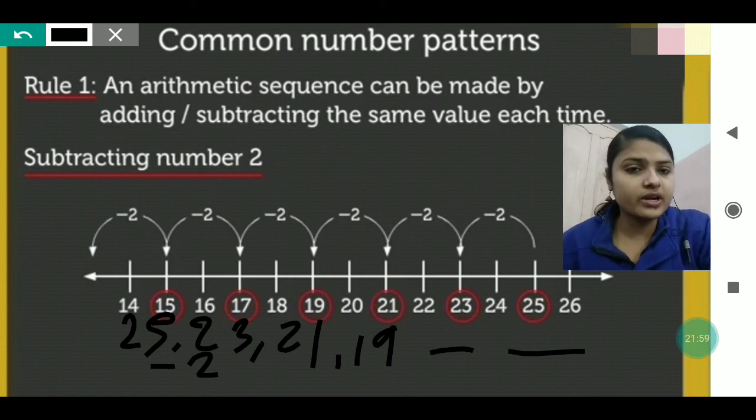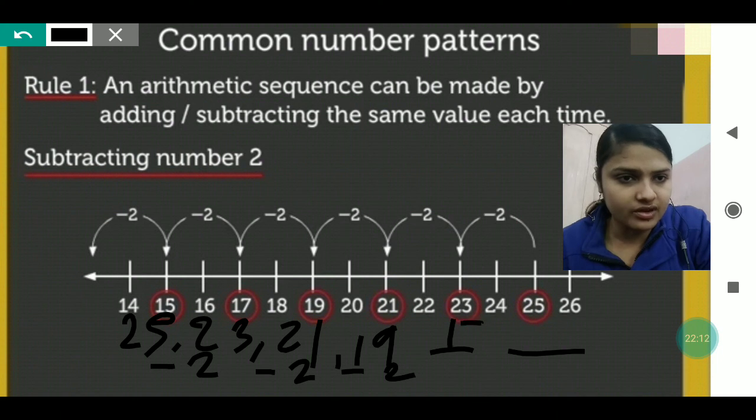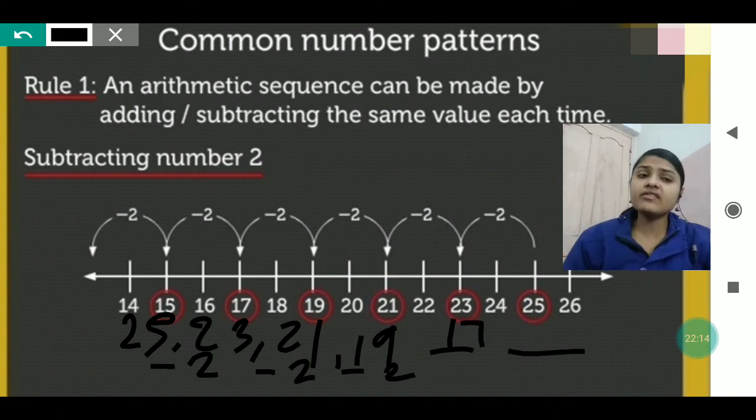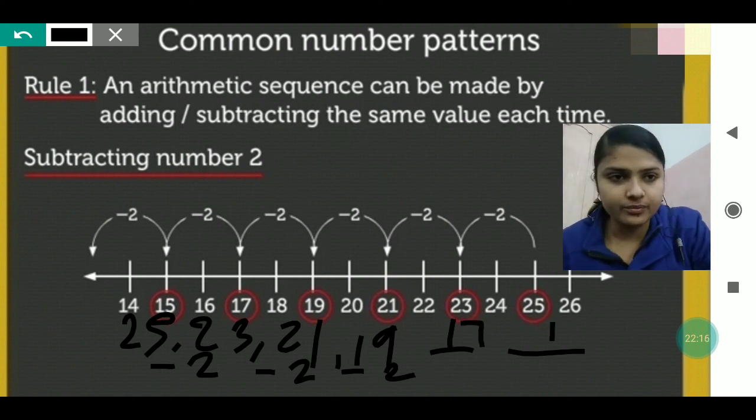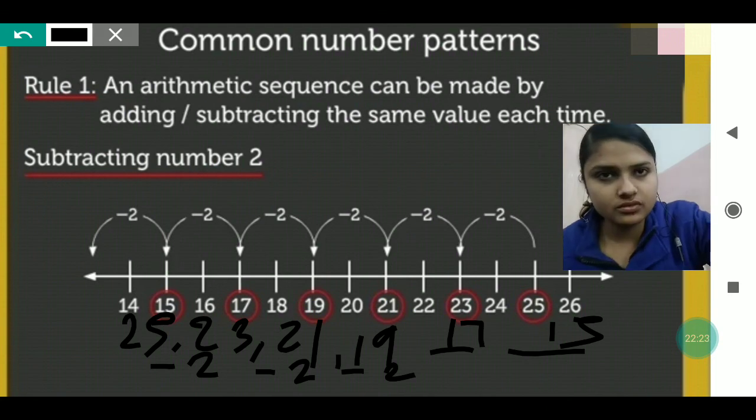In the same way from 23 to 21 again we are subtracting 2. Then again from 21 to 19 we are subtracting 2. So like this we are going on. After 19 when you subtract 2, you will get 17. You will write 17. After that again when you subtract 2, you will get 15. So this is the pattern which we are following. Every time we are subtracting 2.